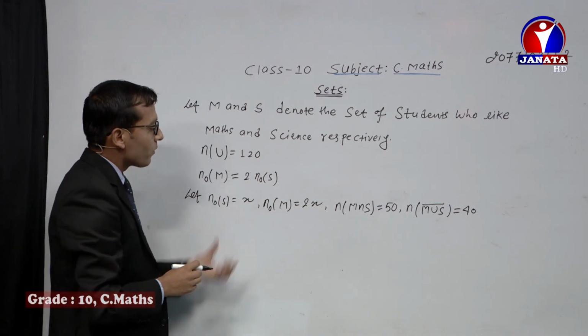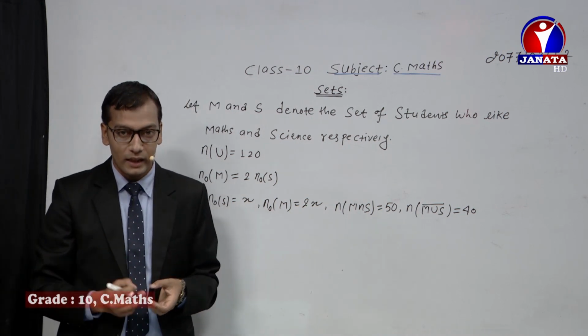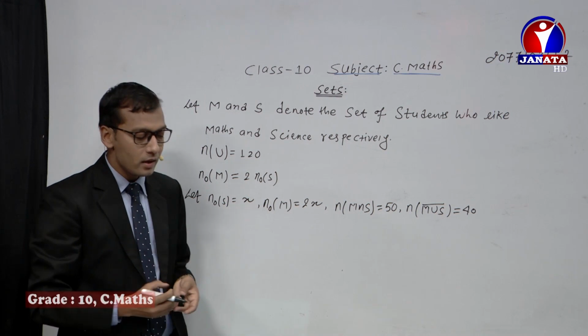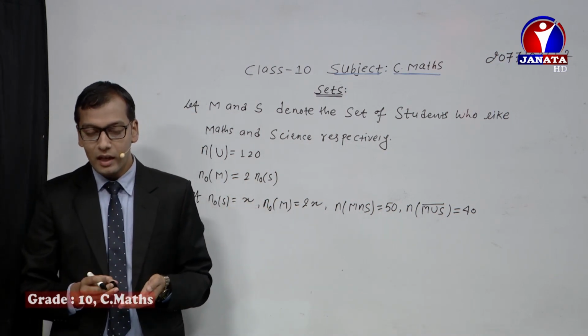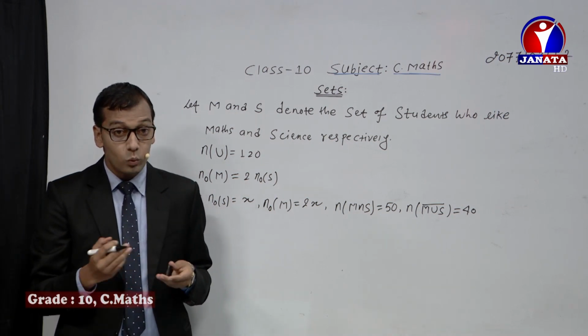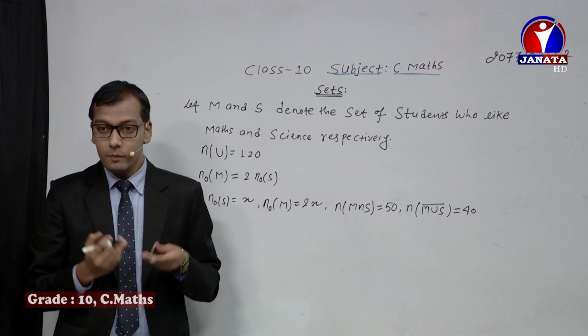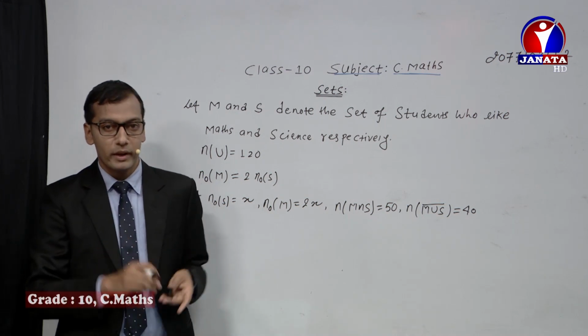Now first of all, we can represent this information in a Venn diagram. There are two ways to solve this. One, we can use the Venn diagram process, and the next is the formula method. This is our choice. We can use one of the methods, but here I prefer to use the Venn diagram because it is much easier than the formula method.